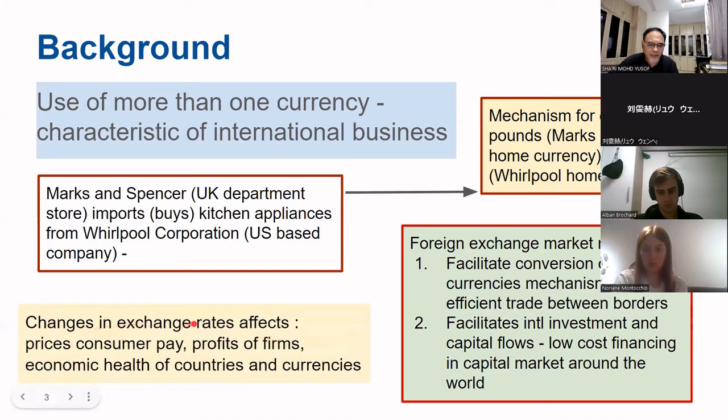When exchange rates fluctuate, they affect a lot of things, for example, the prices that consumers pay. I think we did mention a little bit about this last week, right? Companies will have to pay more. For the Japanese, what was the question that I asked last week, in terms of exports and imports?